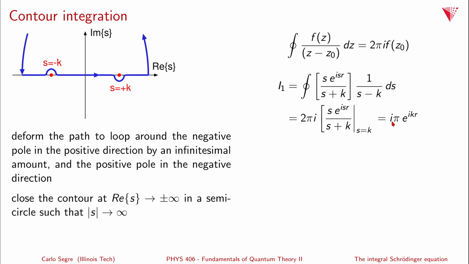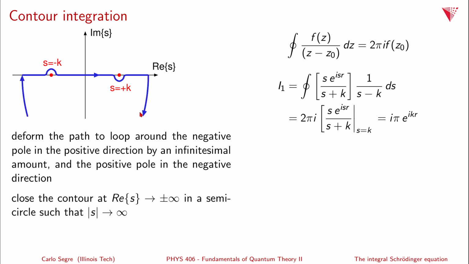And so this gives us I pi times e to the ikr. You have 2k here, which cancels the 2. You get a pi I, and up here you get k, which cancels the k in the denominator, e to the ikr. So you get I pi times e to the ikr.